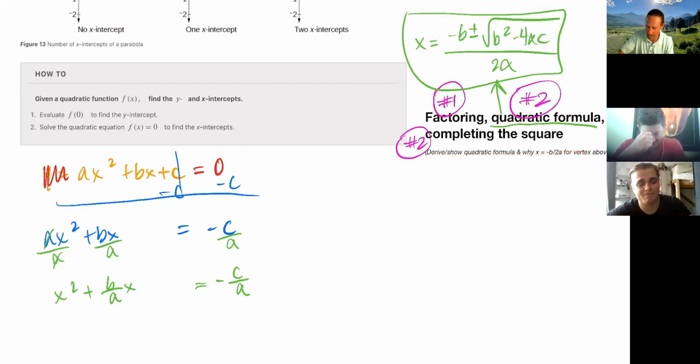So I'm going to go ahead and add some number. And as long as I do it to both sides, then it will still remain balanced or equal, right? What number? Does anybody remember what goes in that blank, that square, in order to complete the square?